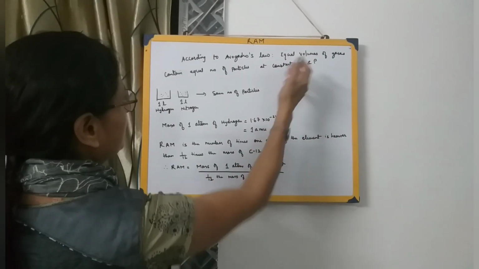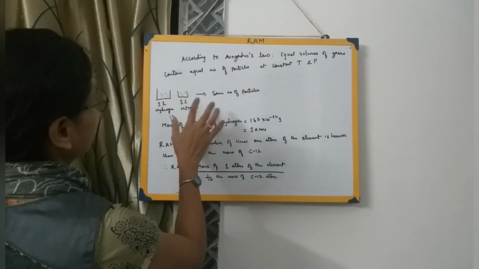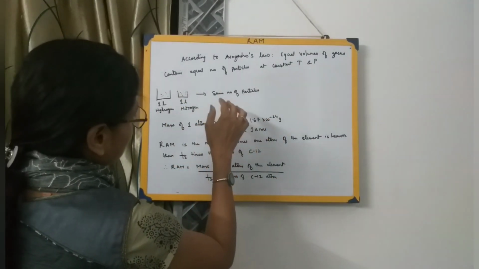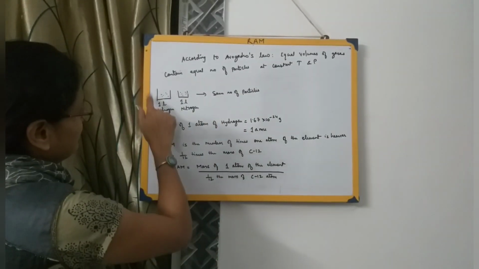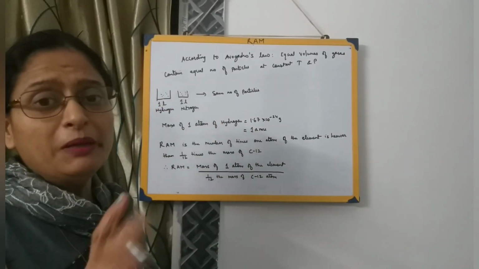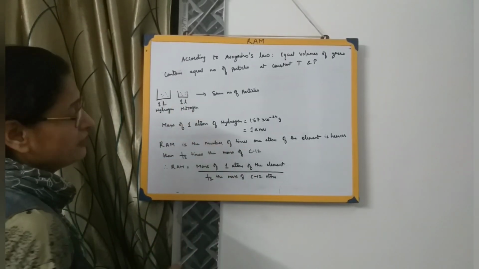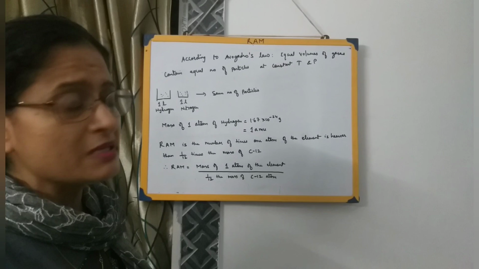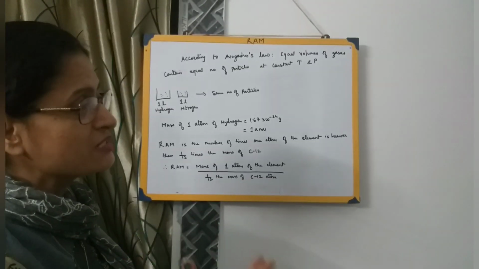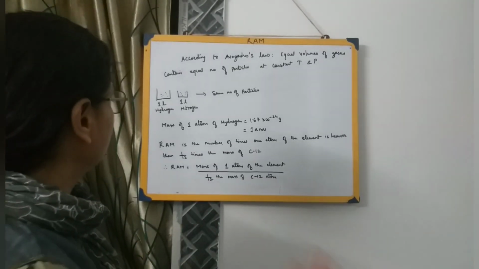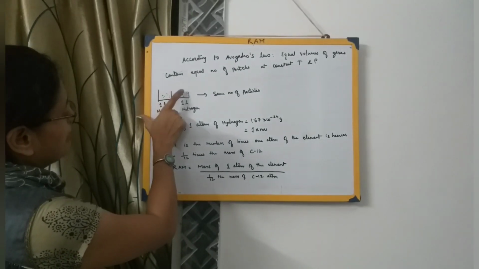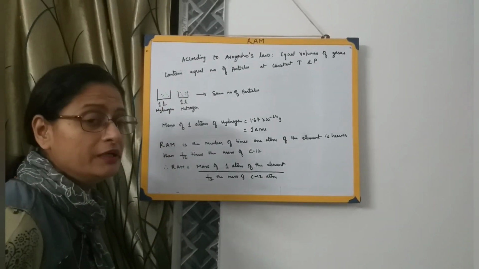So if the temperature and pressure are the same, suppose the container having hydrogen is containing 10 million particles. Then the other container which is having nitrogen will also have 10 million particles. Now those particles may be atoms, ions or molecules. Suppose this is having 10 million molecules, the other container will also be having 10 million molecules.